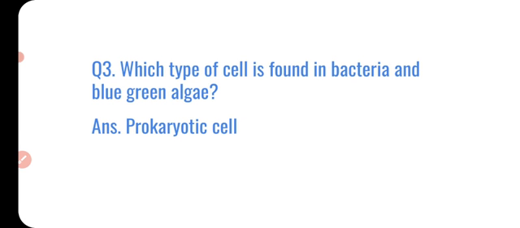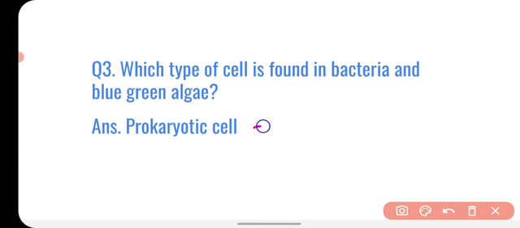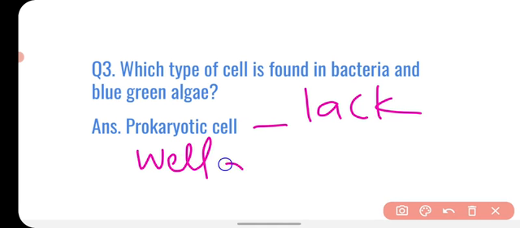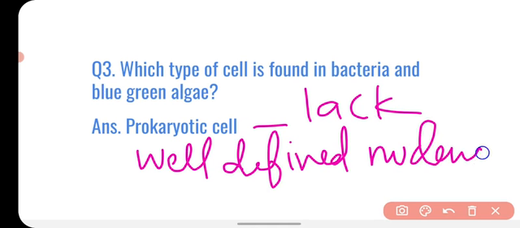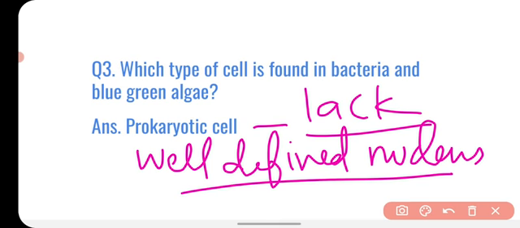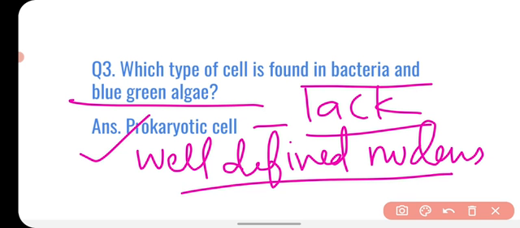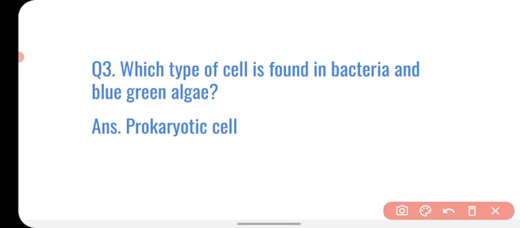Prokaryotic cells are the primitive kind of cells, and the characteristic of a prokaryotic cell is that it lacks a well-defined nucleus. It doesn't have a true nucleus. So the bacteria and the blue-green algae are very old and primitive organisms, and they are made up of primitive, old kinds of cells, which are prokaryotic cells.